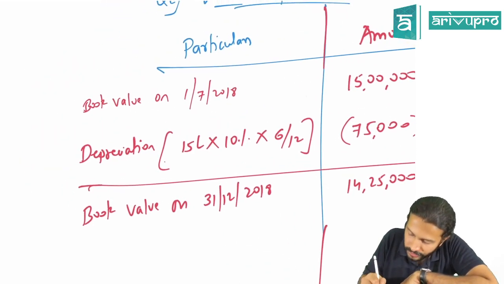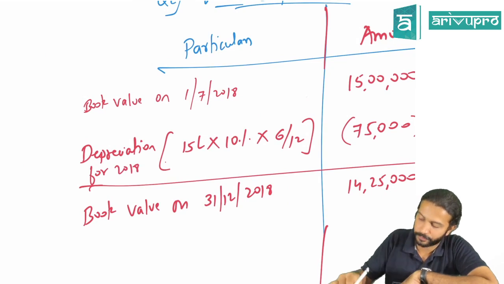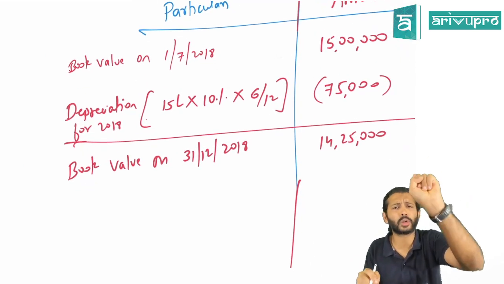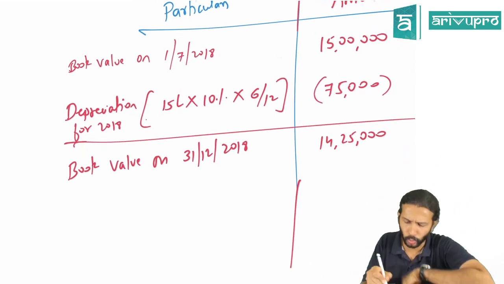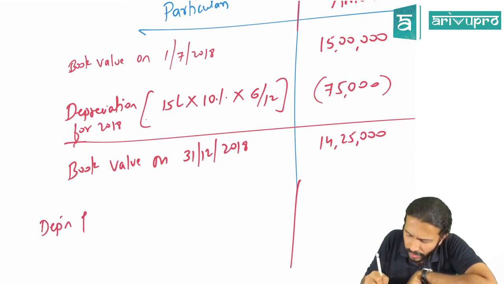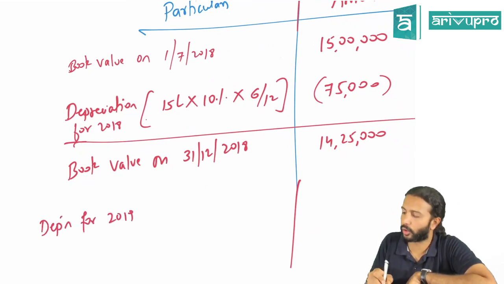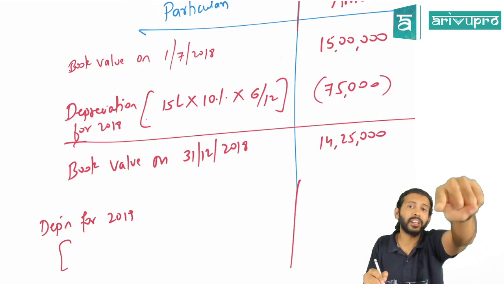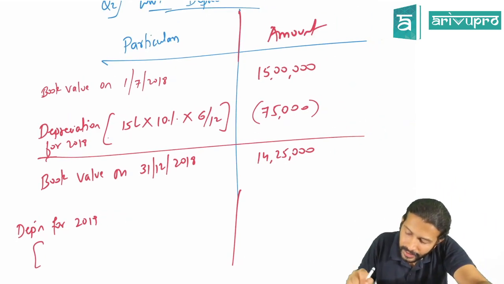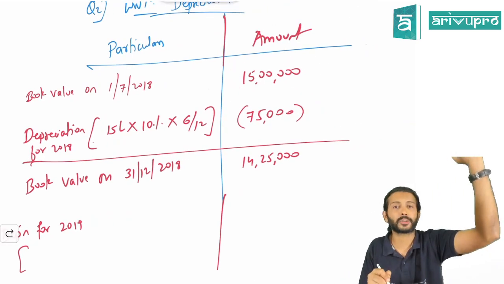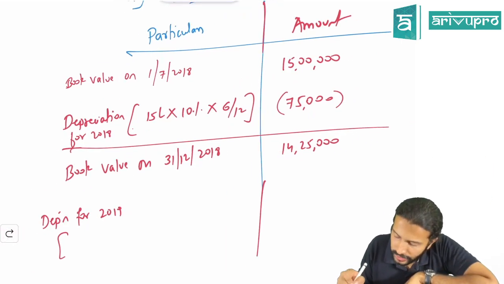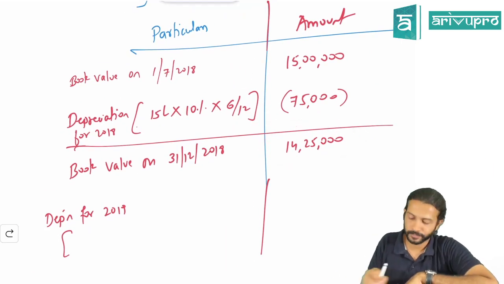Okay, this is depreciation for 2018. Now, you have to show the ledger for 2 years, right? So, depreciation for 2019, how we're going to calculate is, under written down value method, you will not calculate depreciation on the original cost. For 2019, what is the written down value?